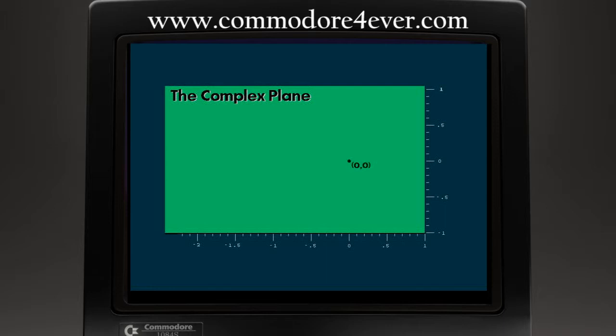This point here represents a complex number of 0, 0. It is at position 0 along the bottom and 0 up the side. This point represents the complex number minus 0.2, 0.5. You can see that we can choose a point anywhere and give it a complex number position even though it may involve several decimal points. In fact, there are an infinite number of choices.